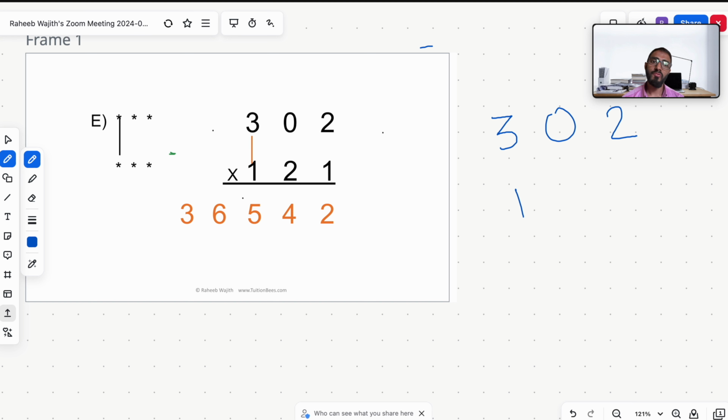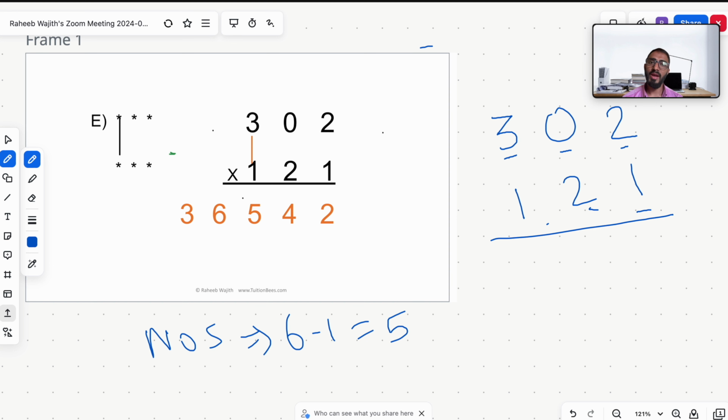302 multiplied by 121. Okay, so the number of steps is how much? We have 6 digits here, 1 2 3 4 5 6. So the number of steps will be 6 minus 1, which will be 5. I'm writing the steps here.